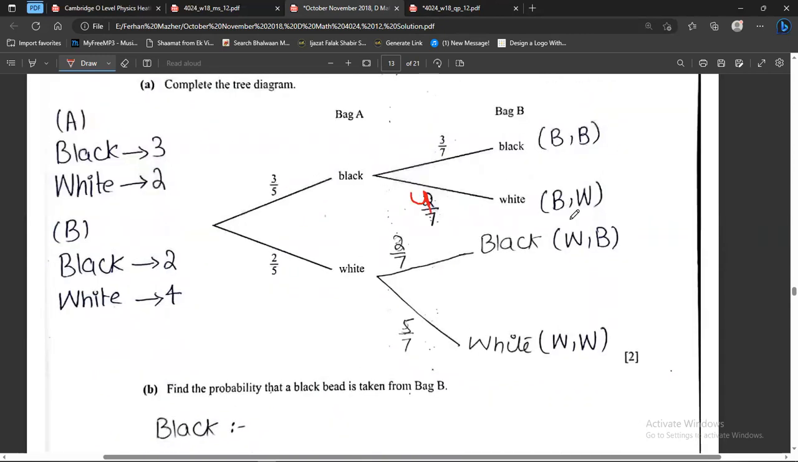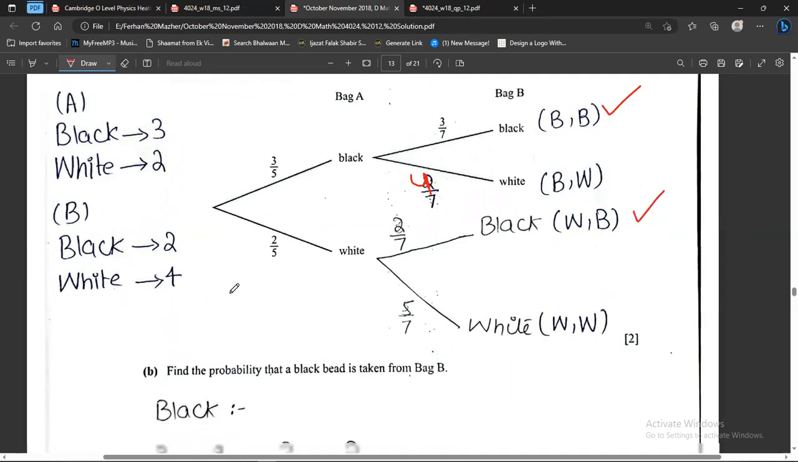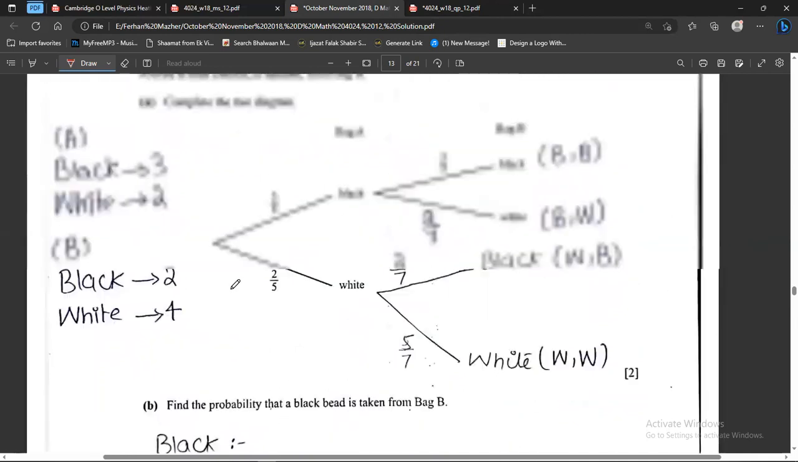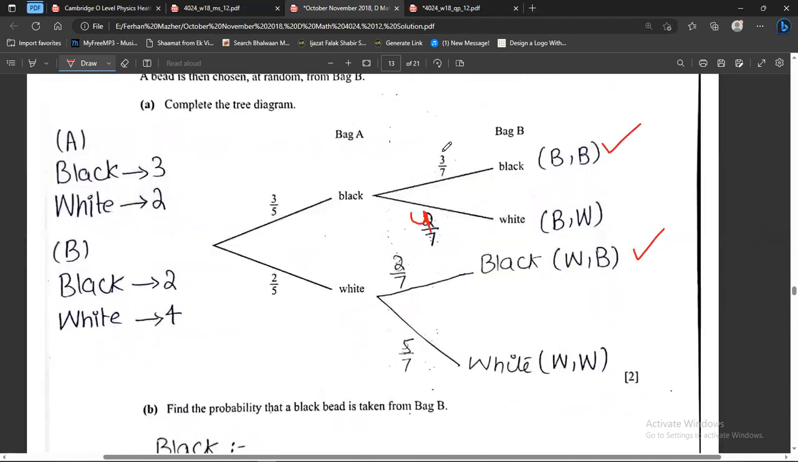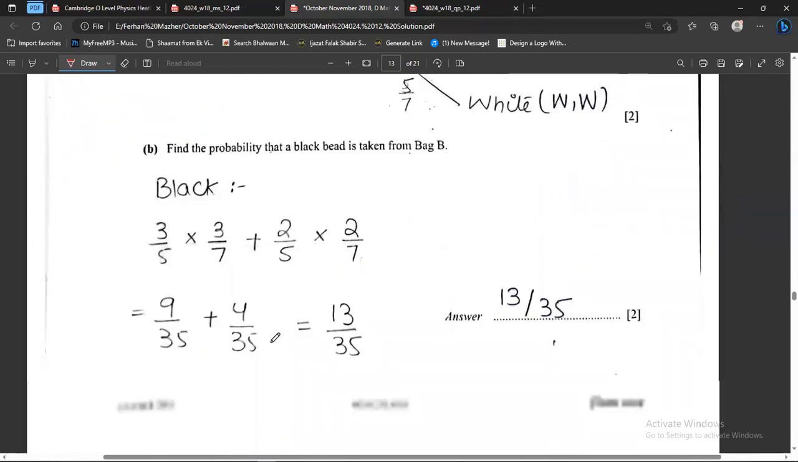B. So how can you get a black bead from the bag B? This and this. Find their probabilities and add them up. So the probability here will be 3 by 5 multiplied by 3 by 7 plus 2 by 5 multiplied by 2 by 7. Okay. So this will be 9 by 35 plus 4 by 35, and that will be 13 by 35. 13 by 35 is my answer.